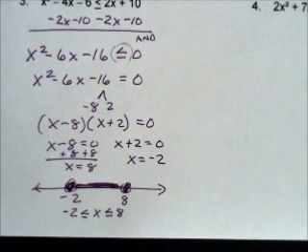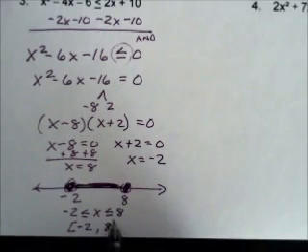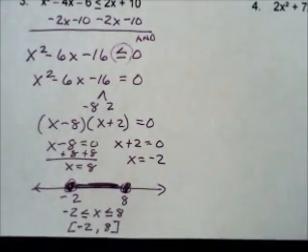And in interval notation, -2 is included, so it's square bracket, -2, comma 8, close bracket.